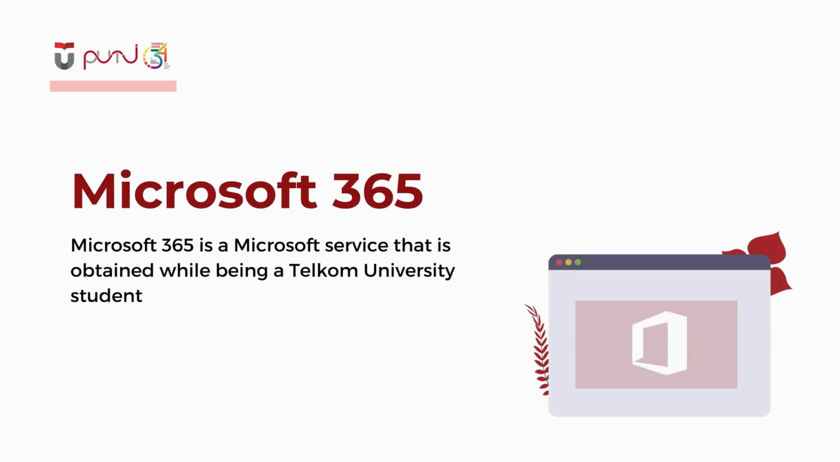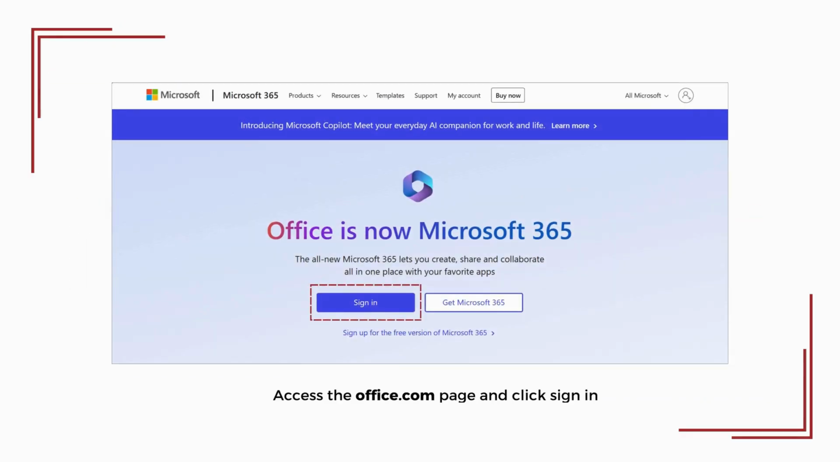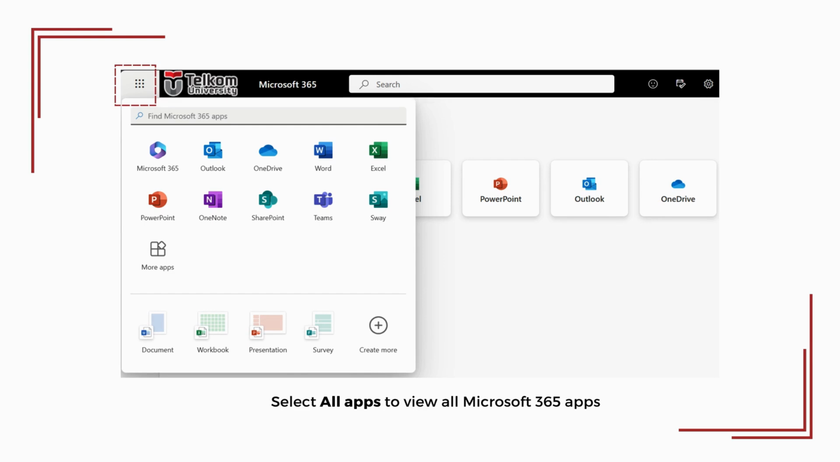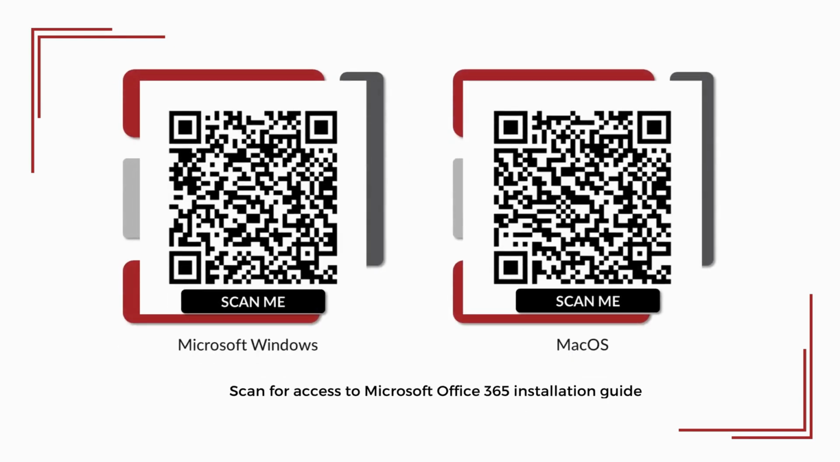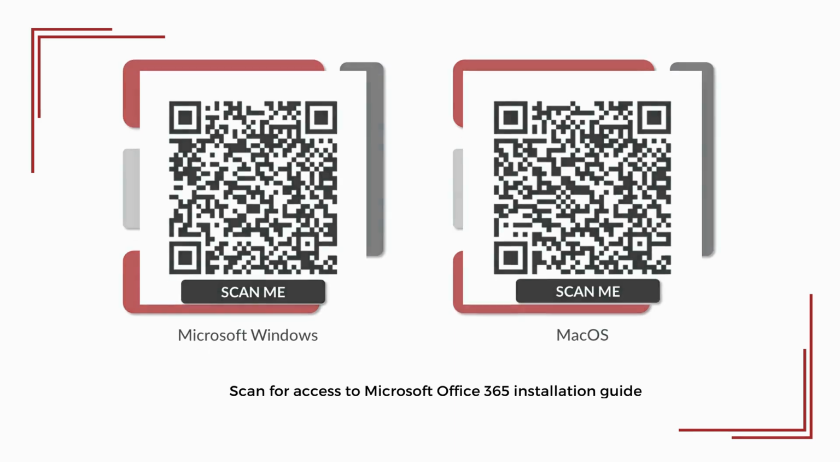After Gracias, there are also other services that you can use, that is Microsoft Education or Microsoft 365. To access these services, please visit the website office.com, then click Sign In. To view all available Microsoft applications, please click the All Apps menu in the upper left corner of the page. You can also install the desktop version of Microsoft applications on your local device. Here is a complete installation guide on Windows and macOS devices.